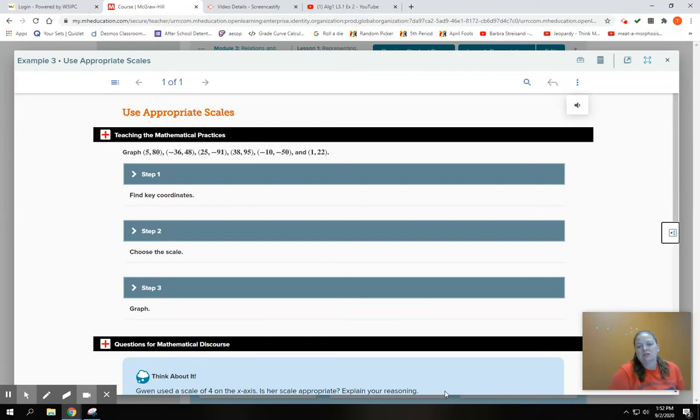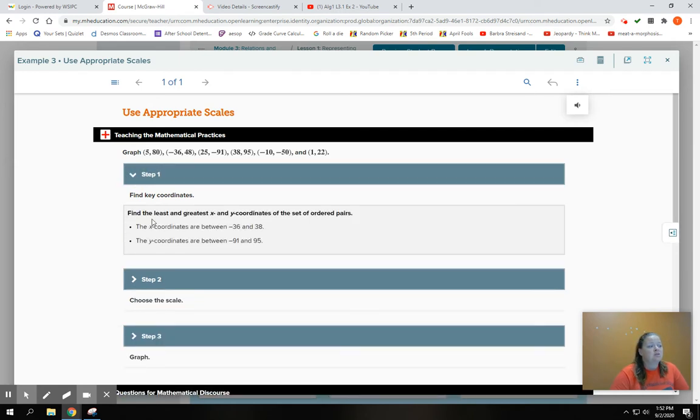When dealing with relations, it's important to make sure you're using the proper scale for your set of numbers. So the first thing you want to do is find the key coordinates. So if we've got (5, 80), (-36, 48), (25, -91), (38, 95), (-10, -50), and (1, 22), you want to look at the least and greatest x and y coordinates of the set of ordered pairs.